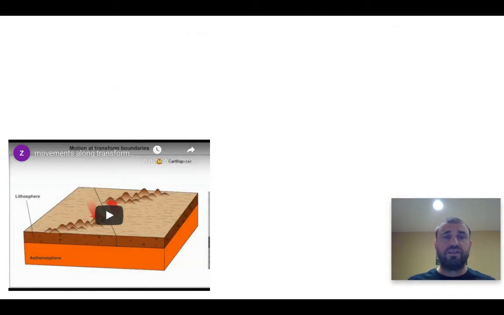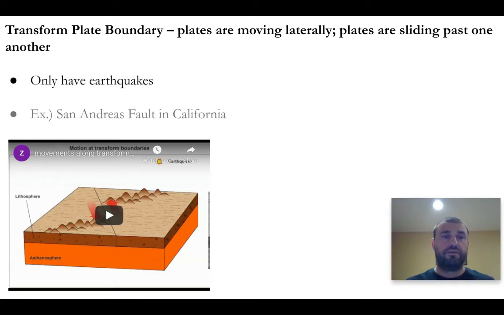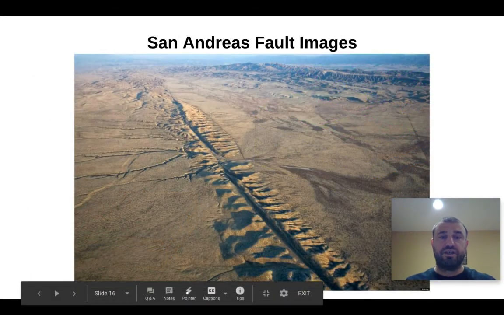All right, the last major plate boundary is called transform. So a transform plate boundary, plates are moving laterally. That means sideways. So the plates are just sliding past one another. You only have earthquakes in the San Andreas Fault. So you don't really have major landforms. It's just a sideways, it's just shaking.